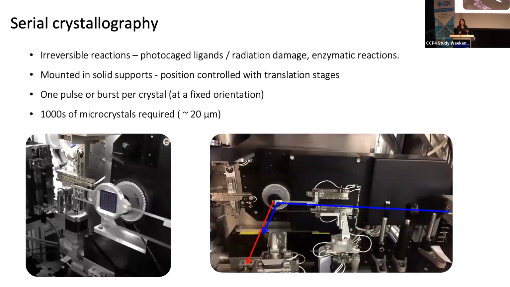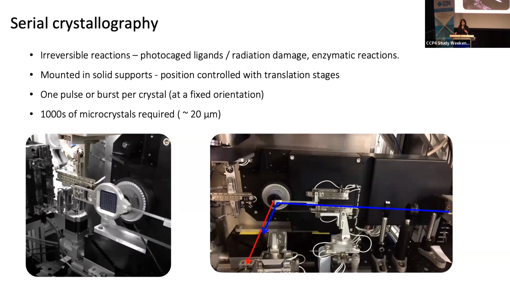So we can do these experiments now on irreversible reactions. We don't have to wait for our crystal to relax back to its starting state, reorient it, and then collect more data. We can collect single images from many, many crystals and bunch them together to get our data sets. The way that I do these experiments usually is I mount my crystals in solid supports, the position controlled with fast translation stages. We can very, very quickly scan through collecting images from each crystal on these solid supports.